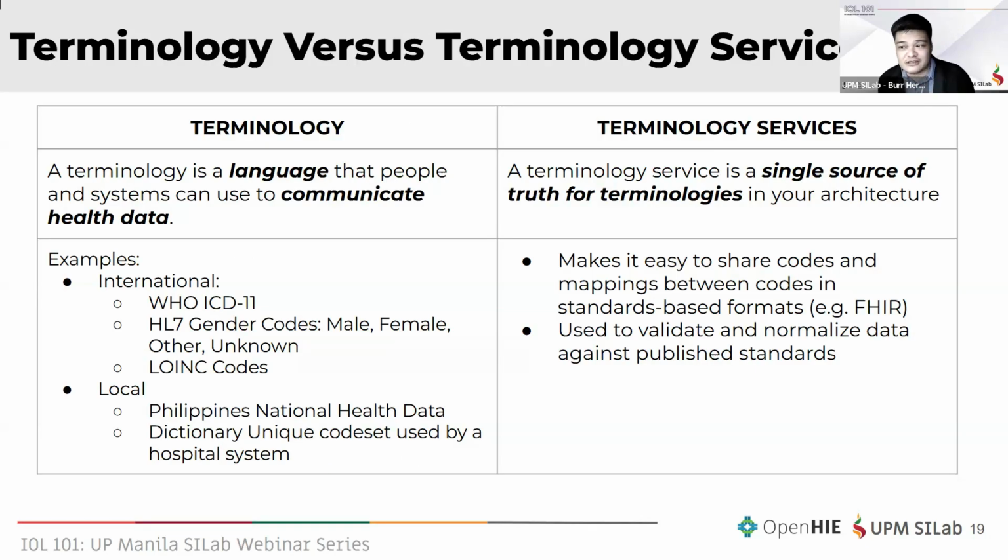Definitely, there will be some unique data code sets that are being used by different health information systems from different health facilities. Terminology service is a single source of truth of terminologies in your architecture. So it makes it easy to share codes and mappings between codes in a standards-based format, and it can be used to validate and normalize data against published standards.